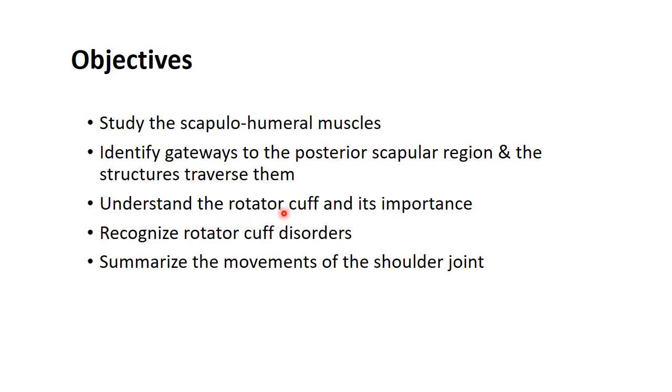And understand the rotator cuff. The rotator cuff is a group of muscles that form stabilizing factors for the shoulder joint. They are a very important stabilizing factor for the glenohumeral joint. And to recognize the rotator cuff disorders, we have some clinical correlation, some clinical significance. And finally, to summarize the movements of the shoulder joint and the muscles that perform them.